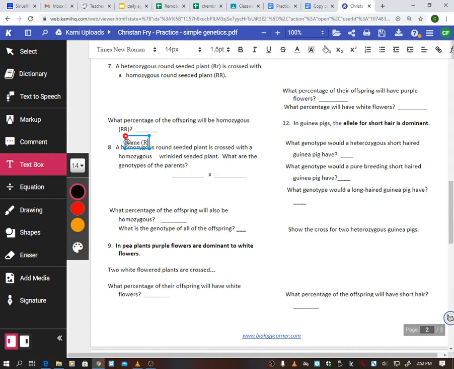So at this point, is it 2 capital R's or is it 2 lowercase r's? And it's crossed with the homozygous, so once again, that means same. So what are these parents? And when you do the Punnett square here, what percentage of their offspring will also be homozygous? That means what percentage of the offspring have 2 capitals or 2 lowercase?